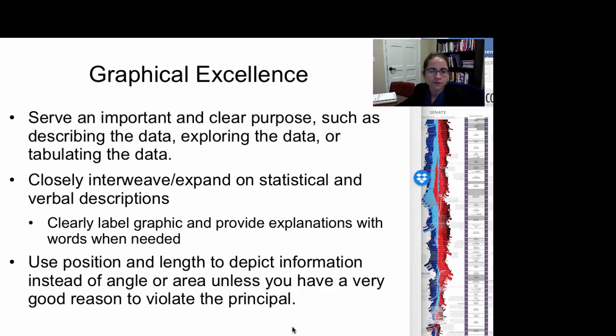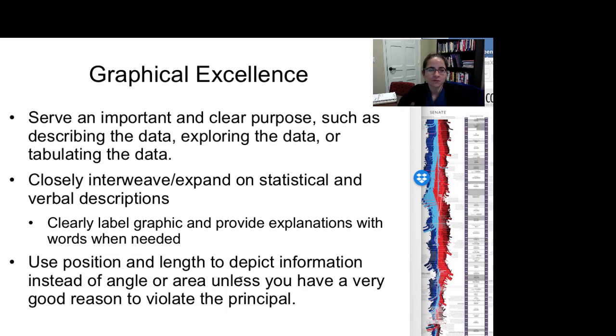You should be serving an important and clear purpose, such as describing the data, exploring the data, or tabulating the data. So you shouldn't be trying to explore the data and tell a story at the same time. If your goal is to just try and understand what the data says without any preconceptions, that should be your focus. If you switch to talking about a particular story, then you should reevaluate how you're presenting that data, accurately, not trying to bias it, but so that it emphasizes the story that you're telling.